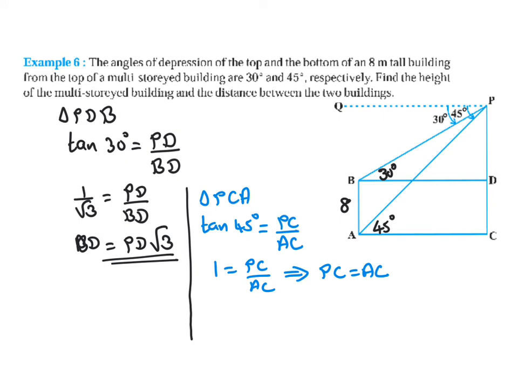Now if you observe over here, AC is same as BD and AB will be same as DC. AB is already 8, so DC will also be 8.